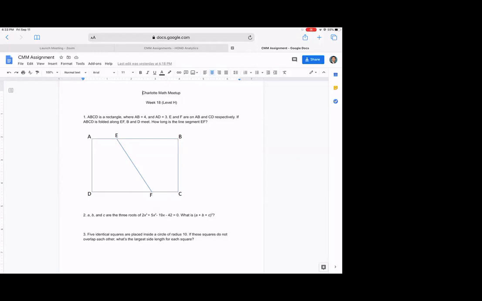Okay, since Kyle is not here, Leo, you can go ahead with problem number 1. Problem 1. ABCD is a rectangle, AB and CD are 4, and AD and BC are 3. E and F are on AB and CD.